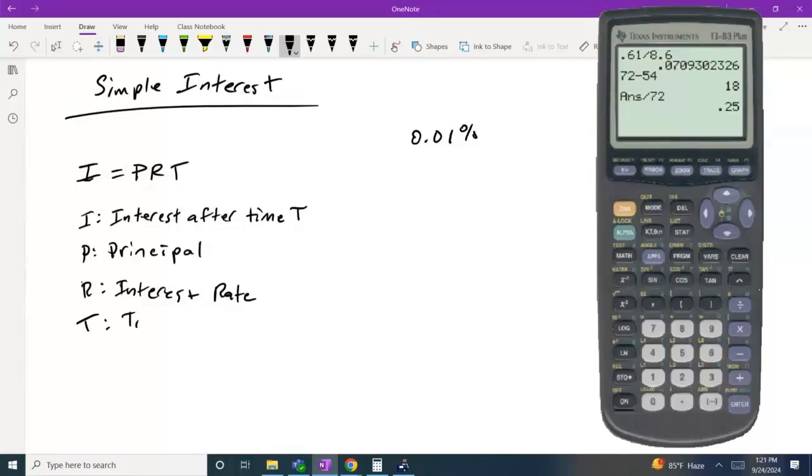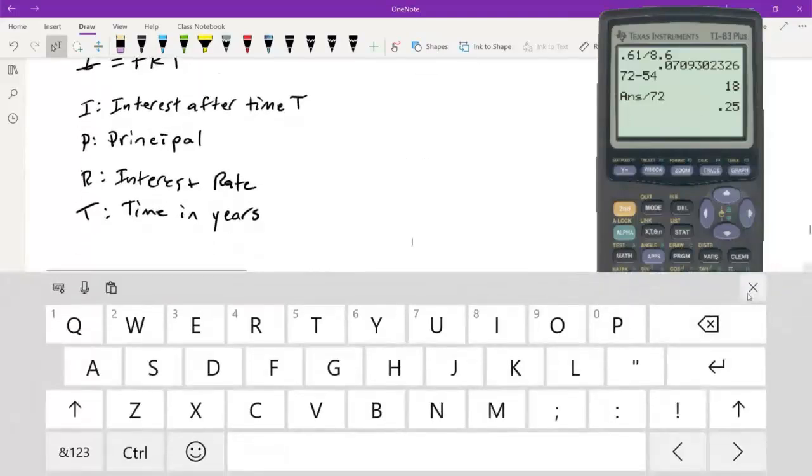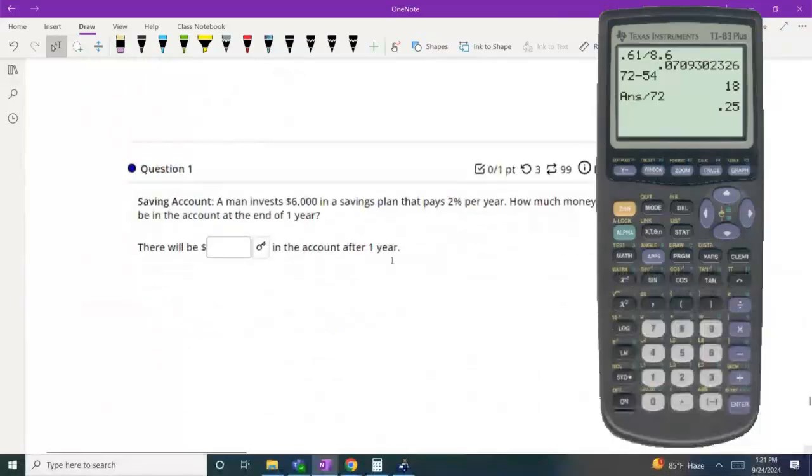And T is the time in years. The time must be in years. And so if you're given anything other than years, you have to convert it to a year. All right, so let's take a look at some examples.